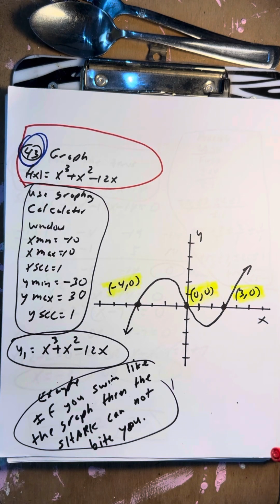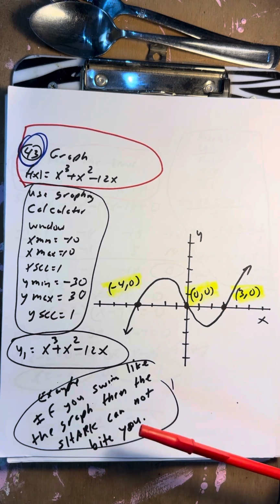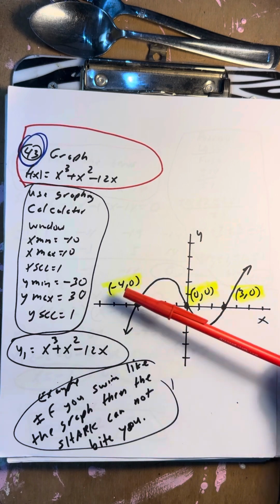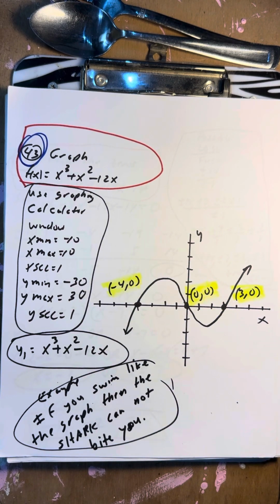Example, if you swim like the graph, then the shark cannot bite you. If you're swimming like this, the shark can't catch you. You're going all over the sea, the ocean, it won't catch you.